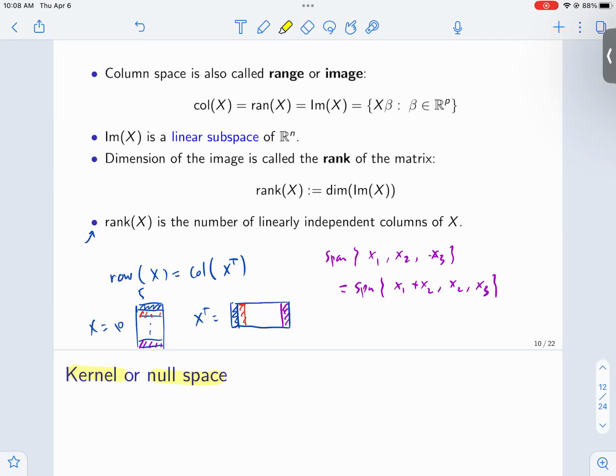What was your name, by the way? Rishi, okay. It has something to do with the zero vector. I don't remember if it's something that maps to the zero vector or something like that. Good. It's good to remember that it has to do with the zero vector. Null means sort of zero, so it's a good guess.